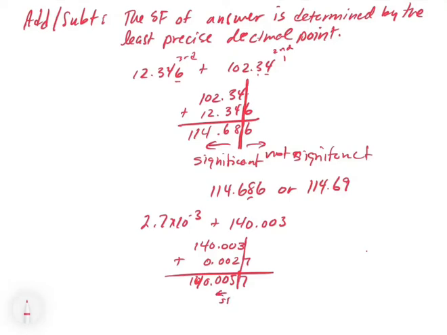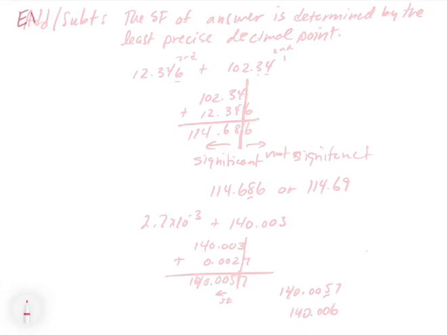When you plug this into your calculator and add it up, you're going to get 140.0057. And so you're going to take these as being the significant figures. So you would report this as 140.0057 with a line under the 5, or as 140.006. Either one of those would be fine.